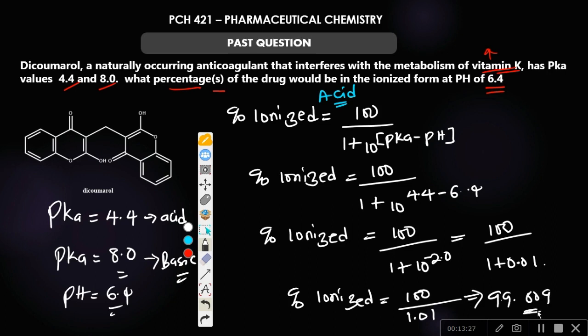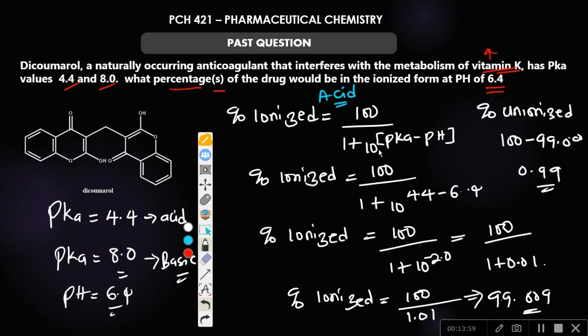100 divided by 1.01 gives 99.009. If you have gotten the percentage ionized, it's easy to get the unionized. What do you do to get percentage unionized? Subtract from 100. 100 minus 99.01, which will give us about 0.99. Or you can still use the formula, which should be the reverse, pH minus pKa. So this is for the first one.